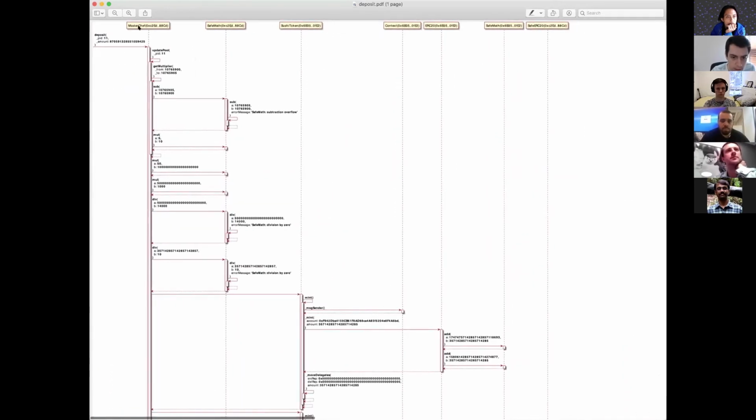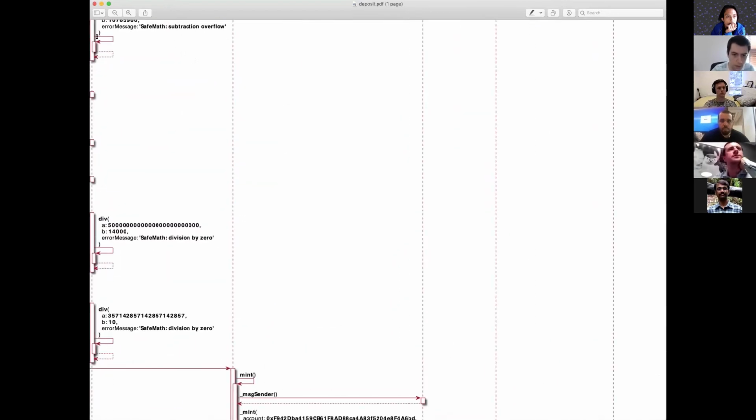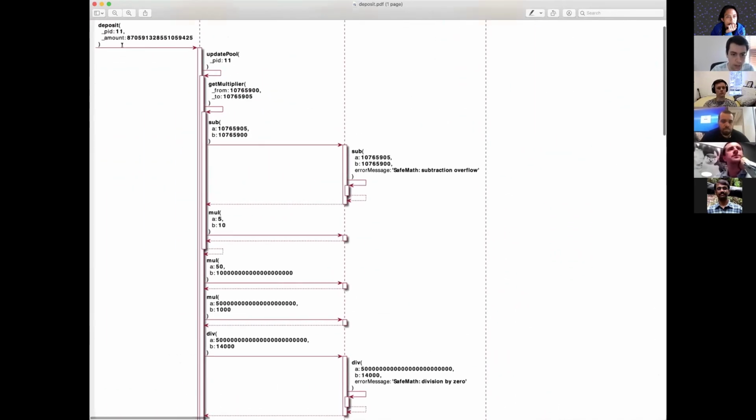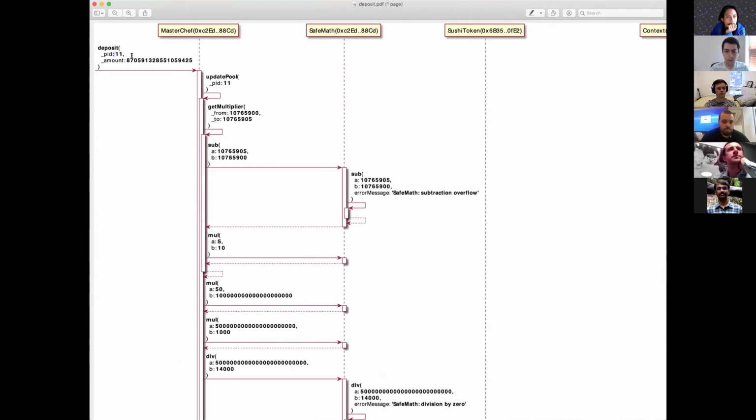So you can see this person, a little bit bigger. This transaction was depositing to pool number 11. I don't remember which pool that is, but this amount, whatever that is. And so this is what happens. Notice that on the deposit and the withdraw, this update pool happens regardless.